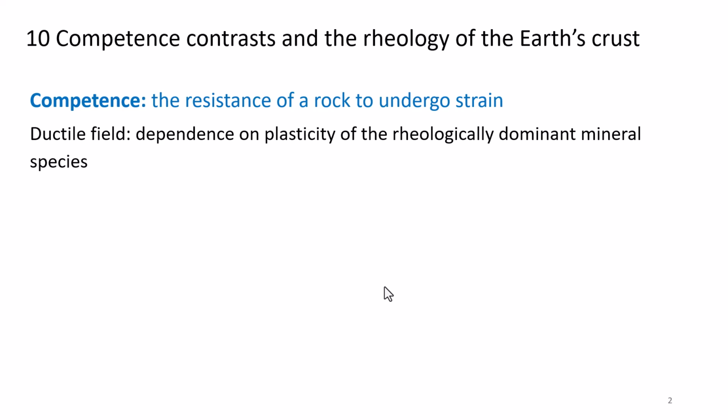In the ductile field, the rheology is essentially controlled by the dominant mineral species. For instance, in quartz-rich rocks, the mechanics of the rock would be essentially controlled by the plasticity of quartz. If feldspar is the dominating phase, for instance, in a metabasite, the feldspar rheology would control how the rock responds.